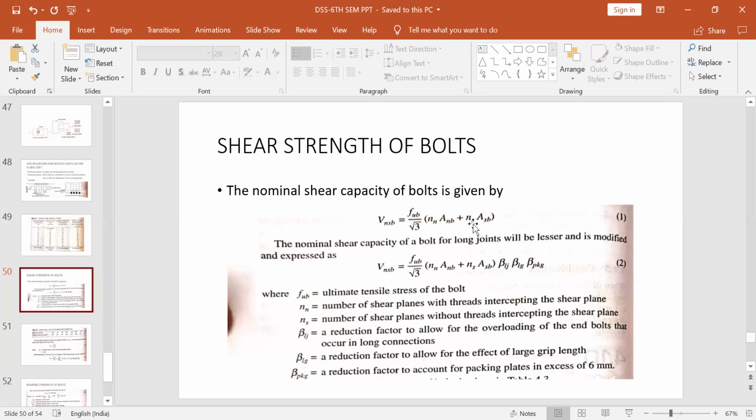Another thing is, there will be no NS. NS will be 0 because the entire grip length of the bolt will be threaded. So only shearing planes will be with the threaded part. So it will be FUB by root 3 times NN times ANB. So this much formula will be there, generalized, in the general problems that we will solve. I'm telling you this beforehand only.